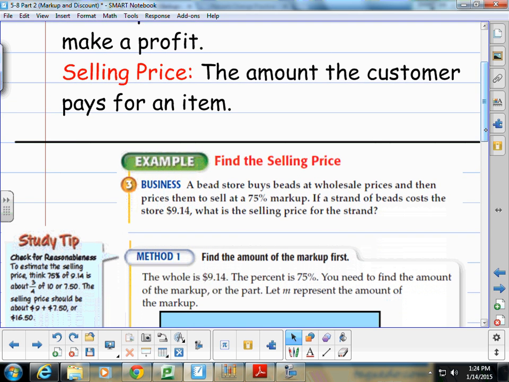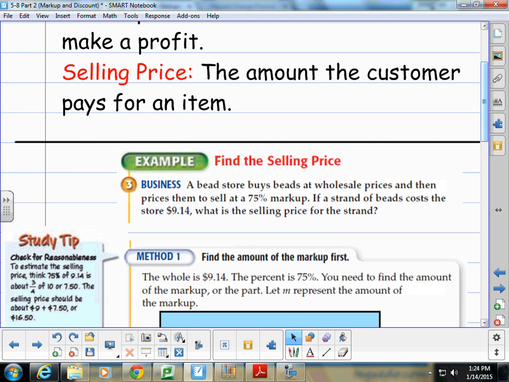So let's just jump into an example right away. Example 3, because this is a day 2 lesson. Finding the selling price. A bead store buys beads at wholesale price and then prices them to sell at a 75% markup. So 75% more than what they paid for them. If a strand of beads costs the store $14, what is the selling price for this strand?